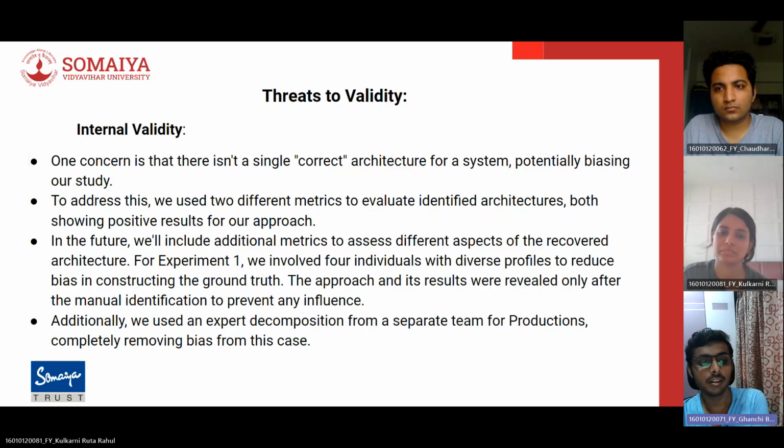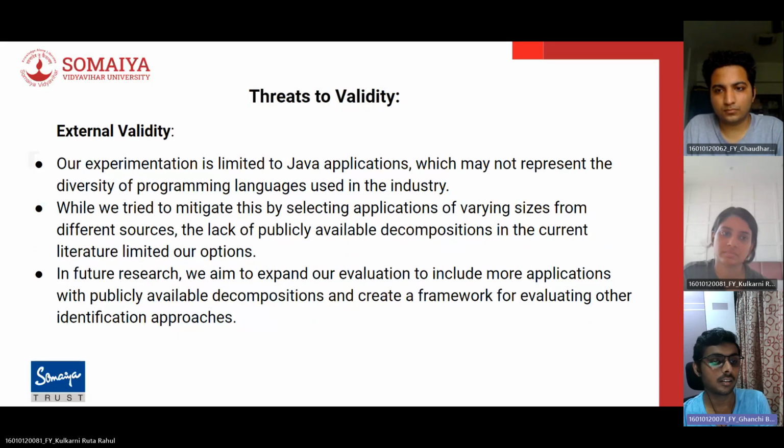For experiment one, we involved four individuals with diverse profiles to reduce the bias in constructing the ground truth. Additionally, we used an expert decomposition from a separate team for production, completely removing bias. For the next slide, we will move to the external validity.